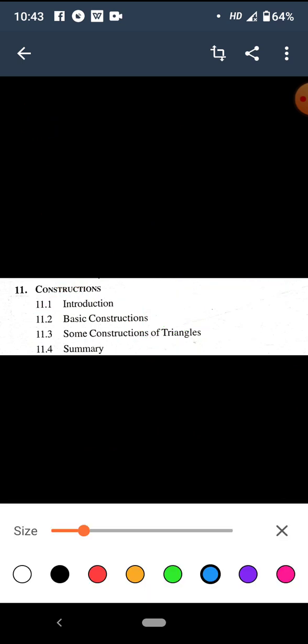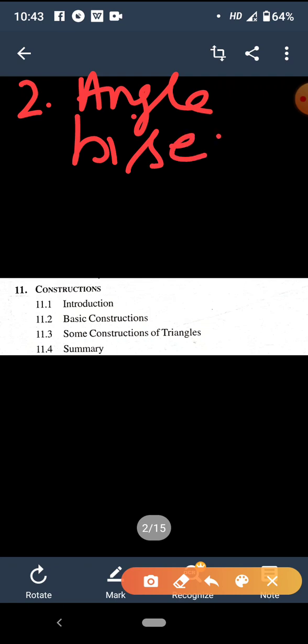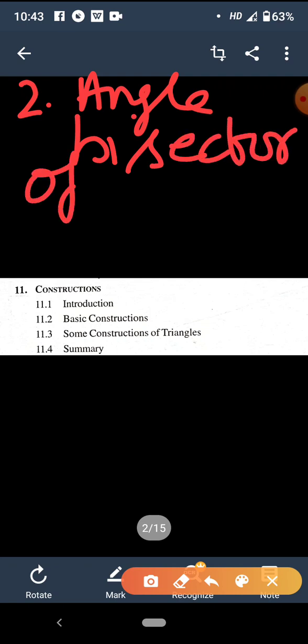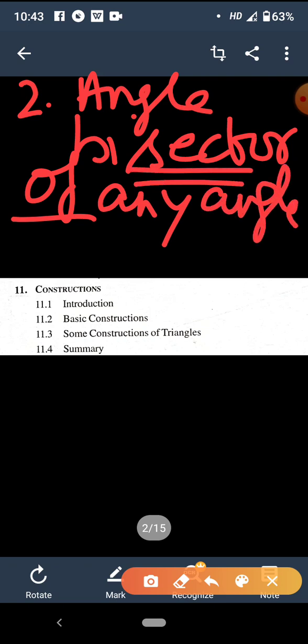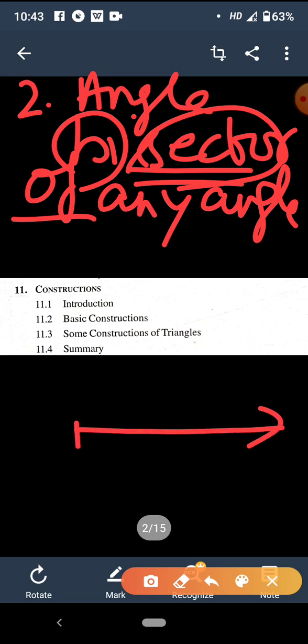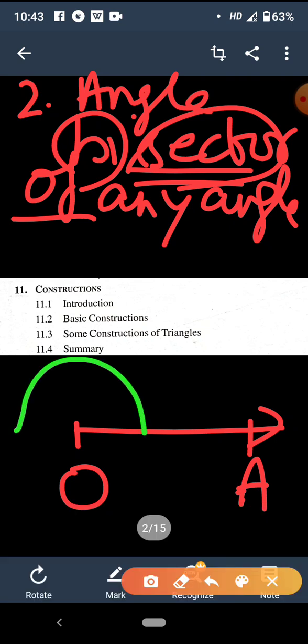Then yesterday I discussed how to draw the angle bisector of any angle. If you want to bisect any angle, bisect means to divide into two parts. So whenever you want to make a bisector, you just draw a ray, let the ray be OA. We made a ray. Let us suppose I am taking a radius of 2 centimeter. Let it be cutting at B.